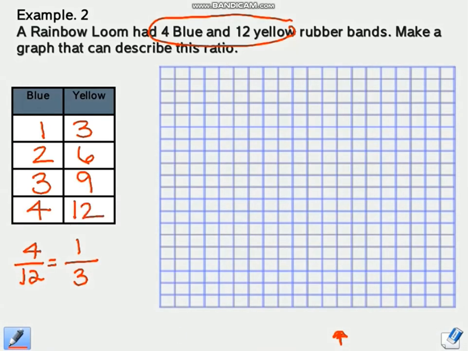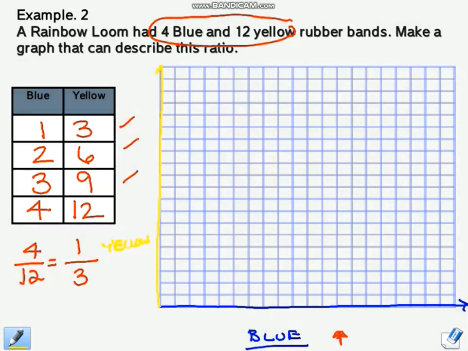Now there's any number of points that you can use here. I just used 1, 3, 2, 6, 3, 9, and 4, 12. Let's make our horizontal axis right here, let's make that our blue. That will represent our blue rubber bands. Make our vertical axis represent yellow. I know that might be hard to see, extremely hard to see, but that'll be yellow.